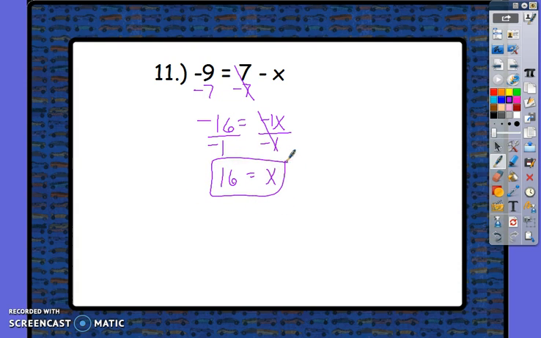So x equals 16. Our check step would be 7 minus 16. Remember, we would do same, opposite, opposite. We have different signs, so we would subtract. The 16 is larger, so we would take the sign of the number with the largest absolute value. Negative 9 equals negative 9, so we know that the correct solution is x equals 16.